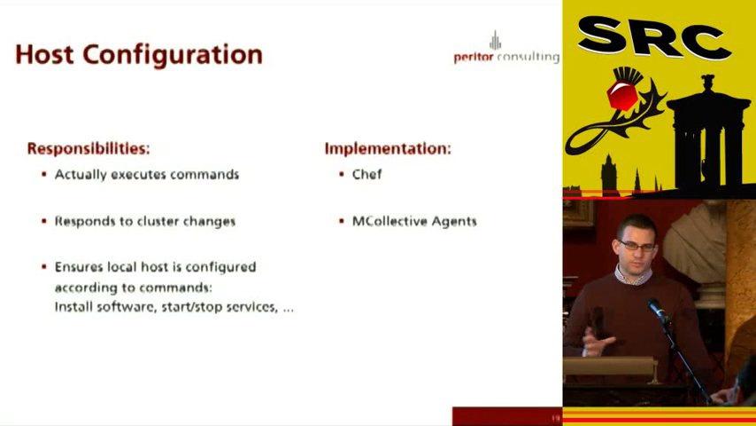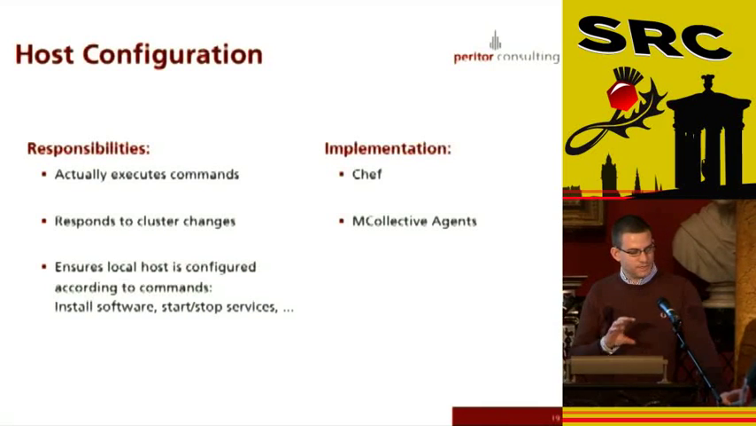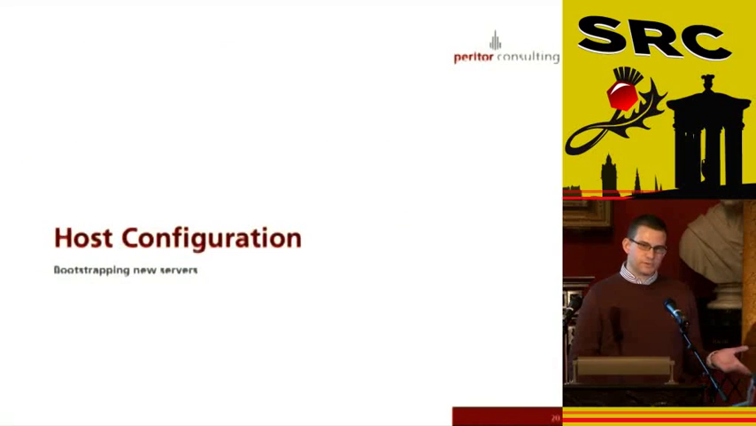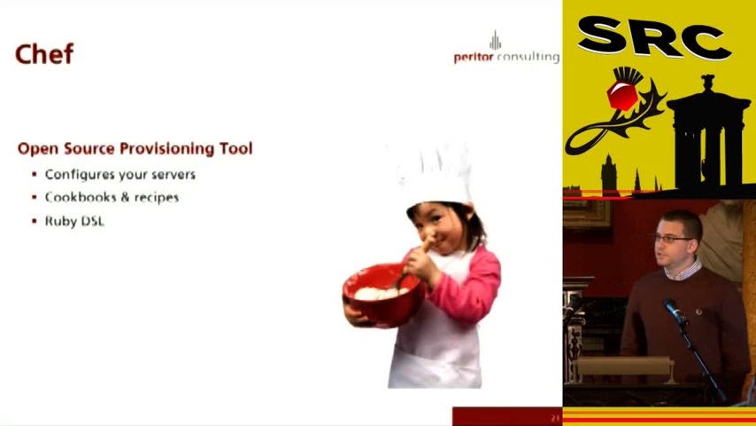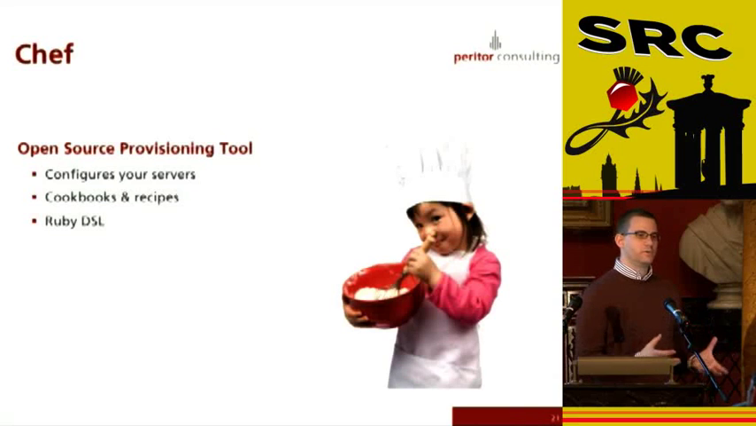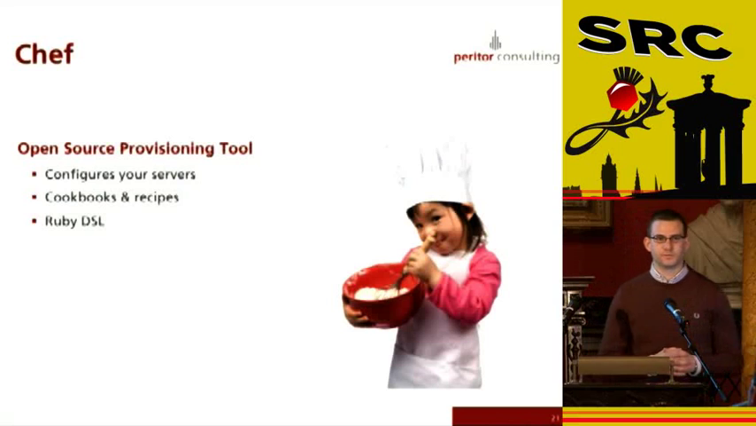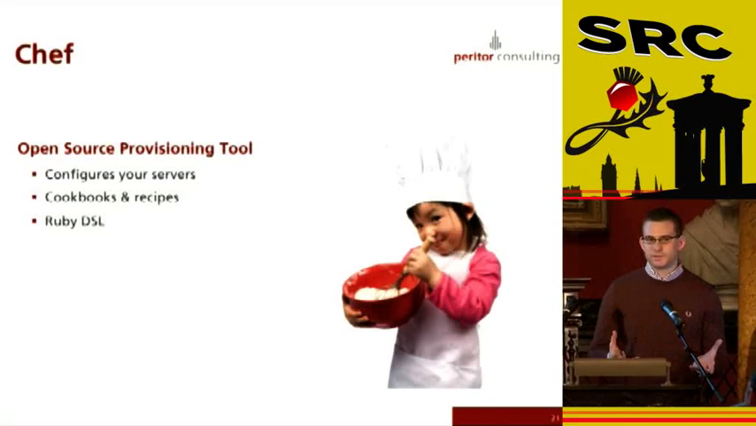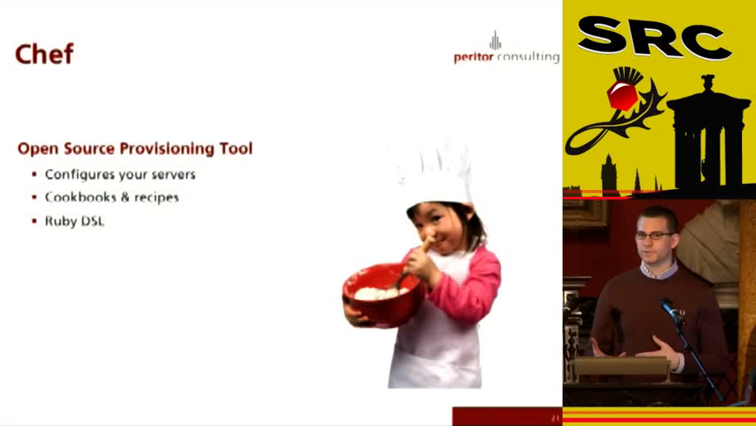So those are the three components that you need. And let's start at the bottom if we're going to talk about those. So the host configuration. Yeah? As I said, Chef. Chef is a Ruby DSL to describe how you want your server to look. And then Chef does the magic of turning it into the machine that you desire. And the great thing is that it's implemented in Ruby, and the configuration is also Ruby. So it's a Ruby DSL.